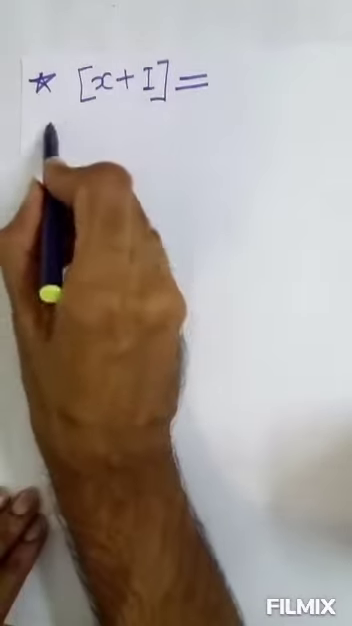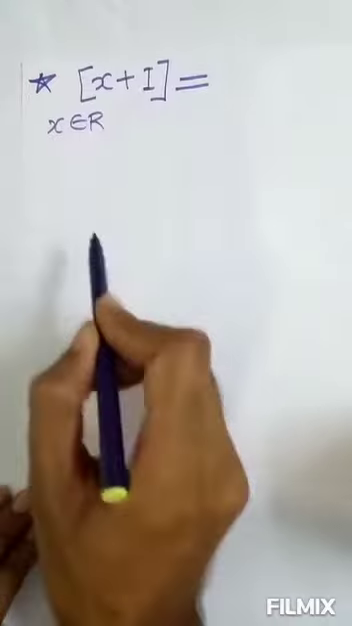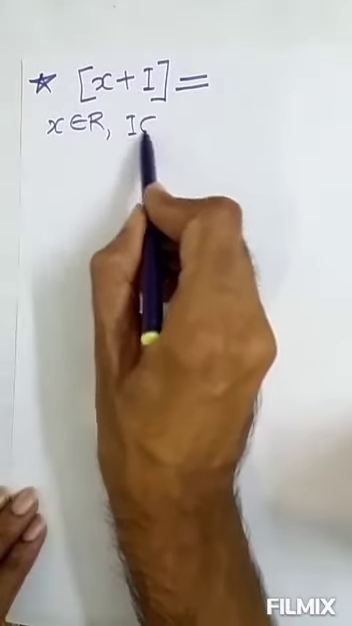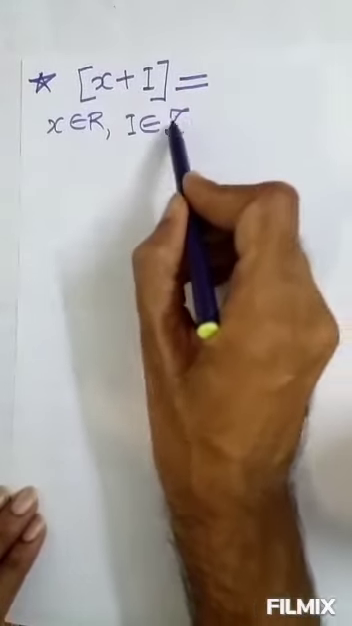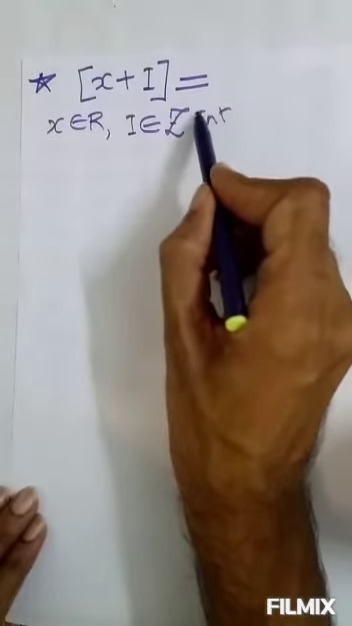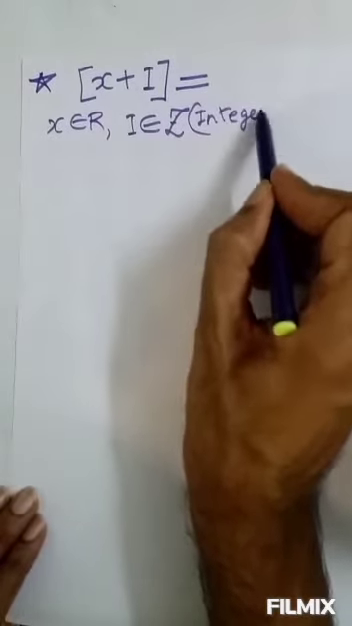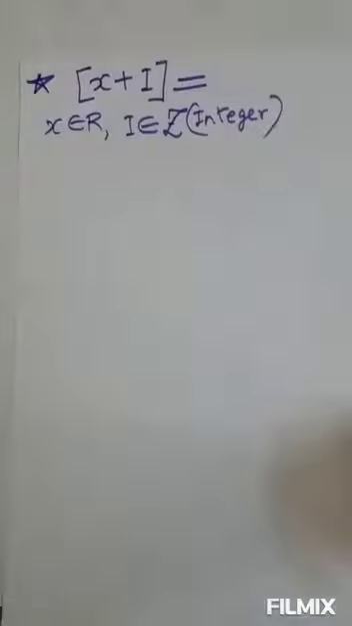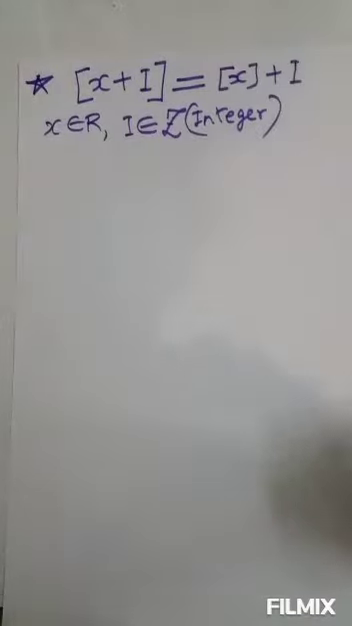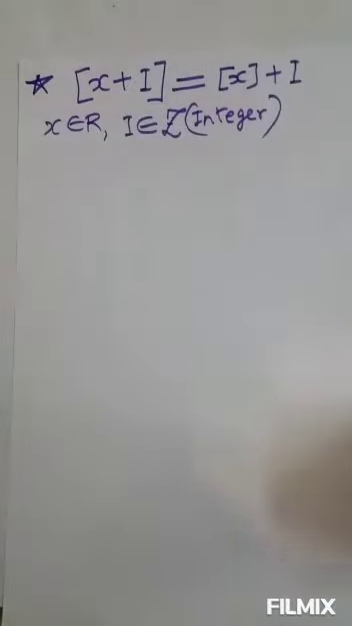Okay. Next property is this: x is any real number, x belongs to the set of real numbers, and I is any integer. So what do you think greatest integer of x plus I is equal to? Yes, it is equal to greatest integer x plus I. Now how?